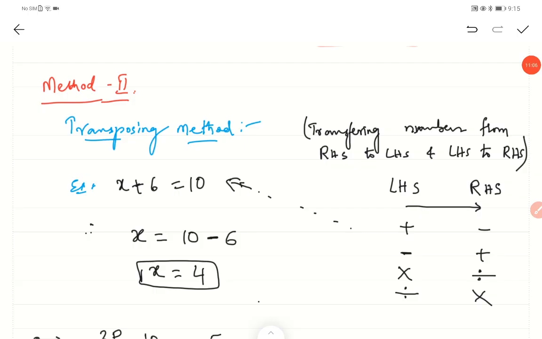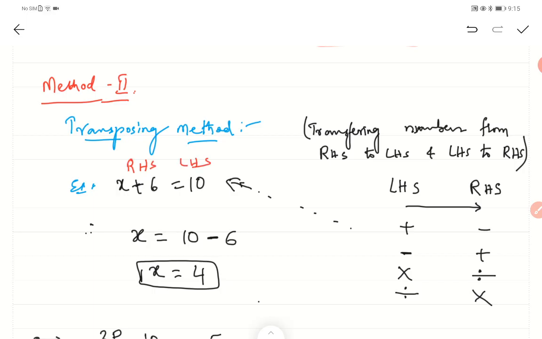So our next method is the transposing method. Transposing method is nothing but you are just transferring the numbers from the right hand side to the left hand side.